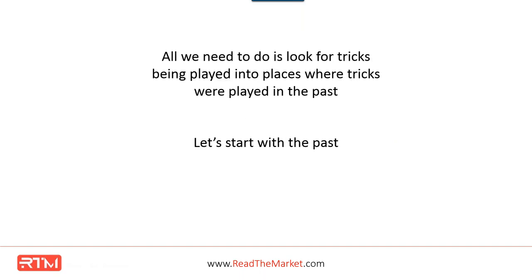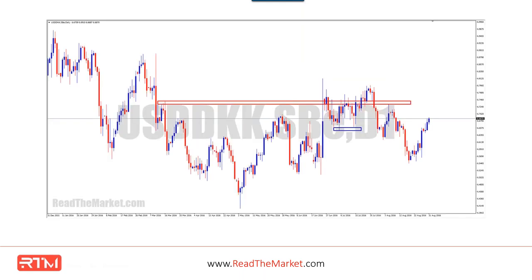So onwards. Now, in order to find where to trade from, we need to look for tricks being played into places where tricks were played in the past. Simple as that. Now, always remember that when you're looking for a trade, think about that statement. We're looking for tricks being played into places where tricks were played in the past. So we'll go into the past and look at tricks having been played there.